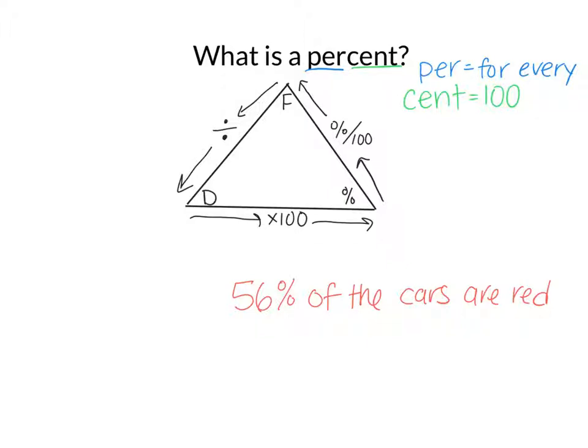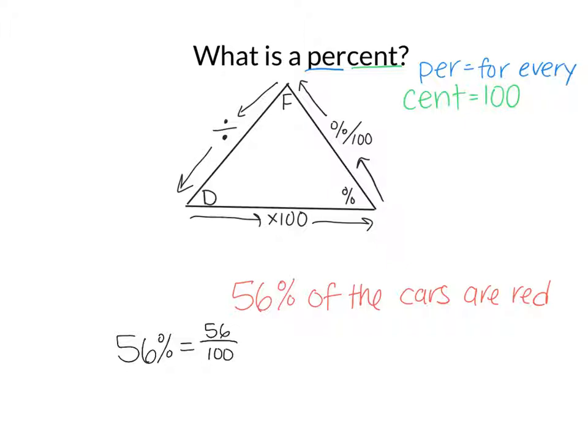So let's look now at how this relates to decimals and fractions. We have this triangle here that goes from fractions, to decimals, to percents, back to fractions. This helps us to know how we can go from one to another. So let's stick with this example, 56%. If I have 56% and I want to change it to a fraction, all I have to do is write the percent over 100. So 56% as a fraction is equal to 56 over 100. It's as simple as that.